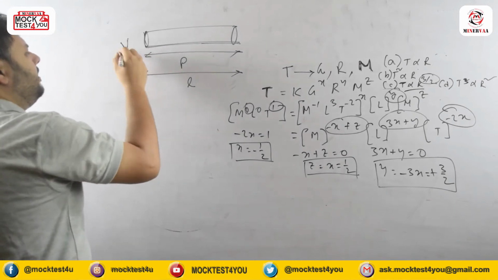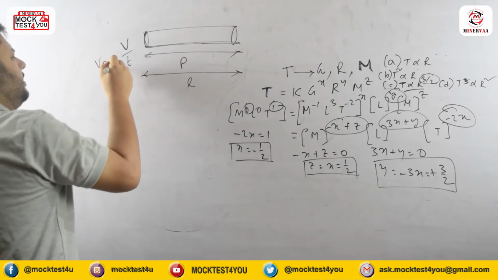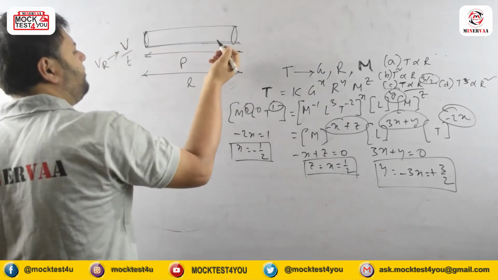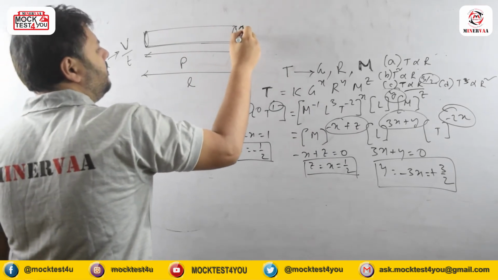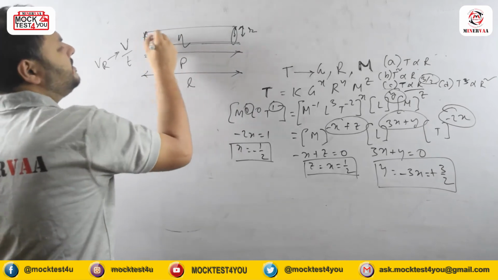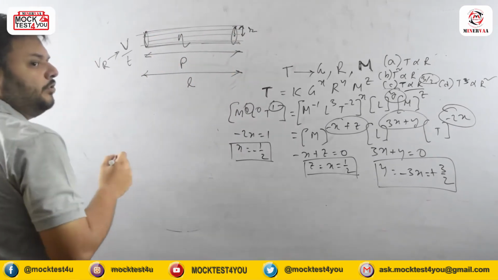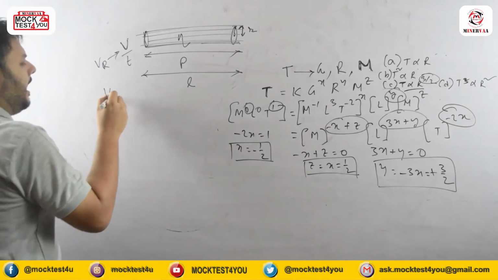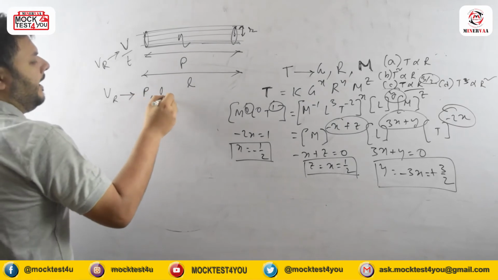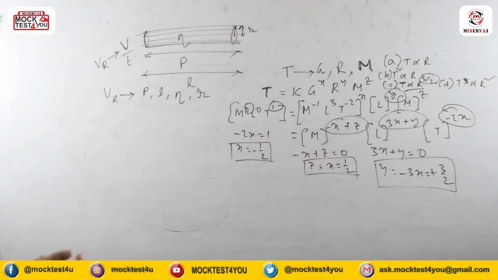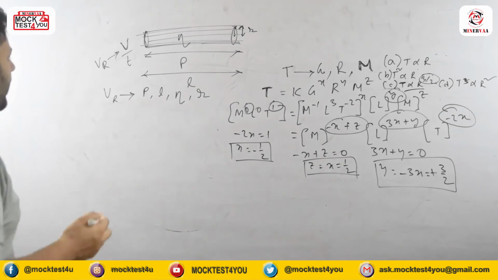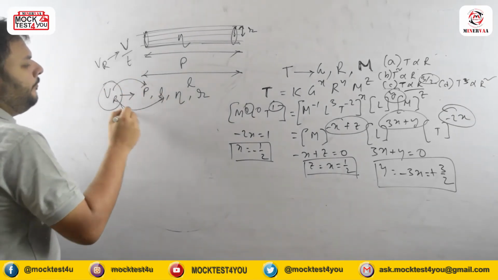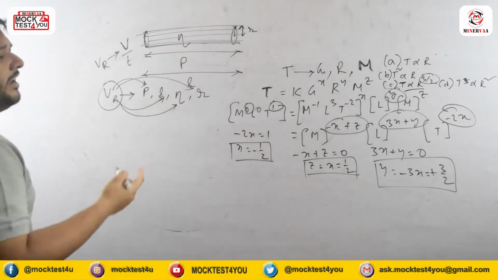So in per unit time, the rate of flow of the liquid is V_r, which is actually V by T. If the radius of the cross section is R, and the viscosity of the fluid flowing inside the tube is eta, then we have to find a relation between these things, that this V_r depends upon P, L, eta, R. This is the situation for the entire thing. So how can we apply dimensional analysis when one dependent variable depends upon four other variables? How can we deal with this situation?